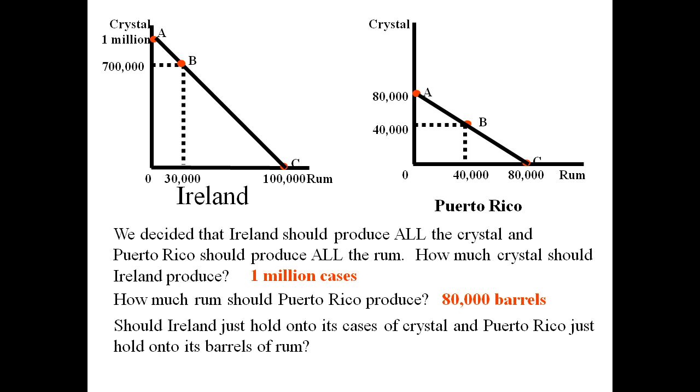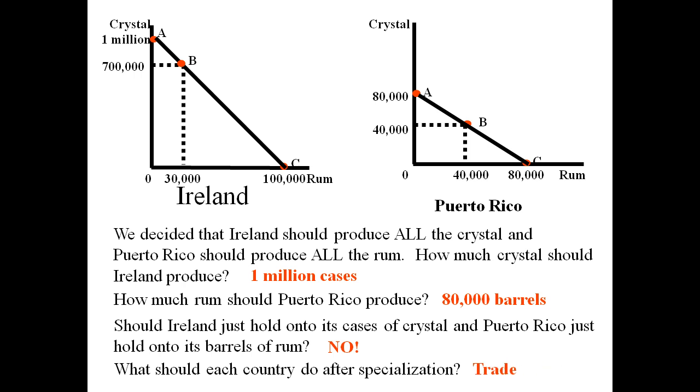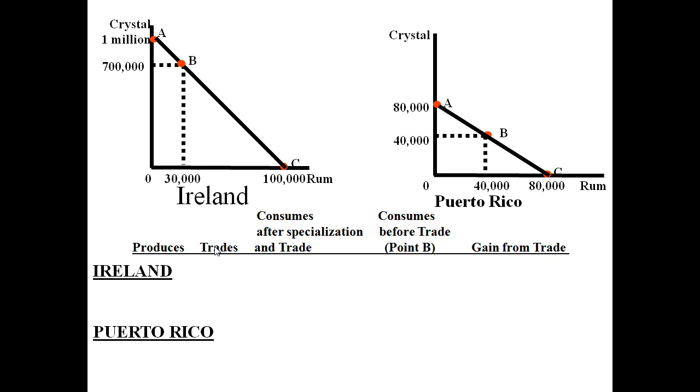Now, should Ireland just hold on to its cases of crystal and Puerto Rico just hold on to its barrels of rum? No, they want to trade after they specialize, so that way they can both become better off. Alright, so next we're going to take a look at what happens when Ireland and Puerto Rico trade with each other versus if they trade off between making crystal and rum. And we're going to see that there are gains from trade from that.